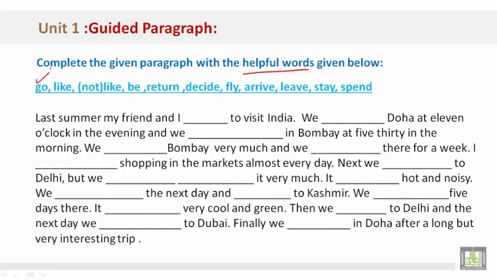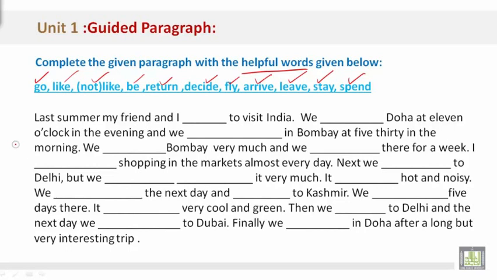We have go, like, not like, which is negative. We have the verb be, return, decide, fly, arrive, leave, stay, and spend. It is very important that you decide which blank below each of these words would go into. You may not use all of them. We will now begin the guided paragraph. I'll read it for you.